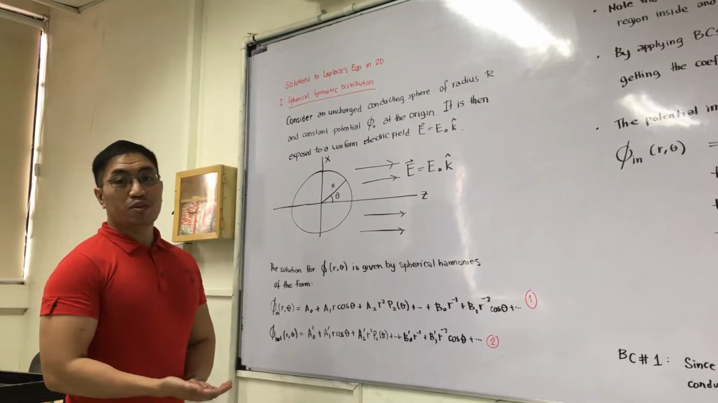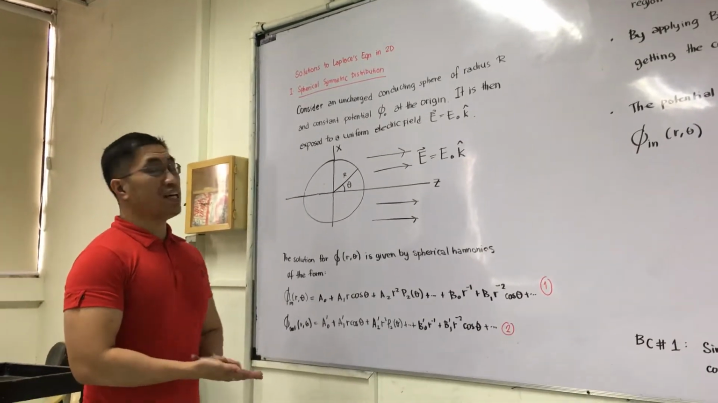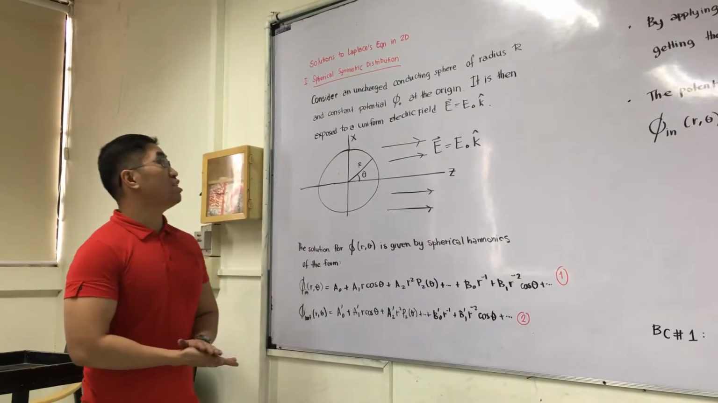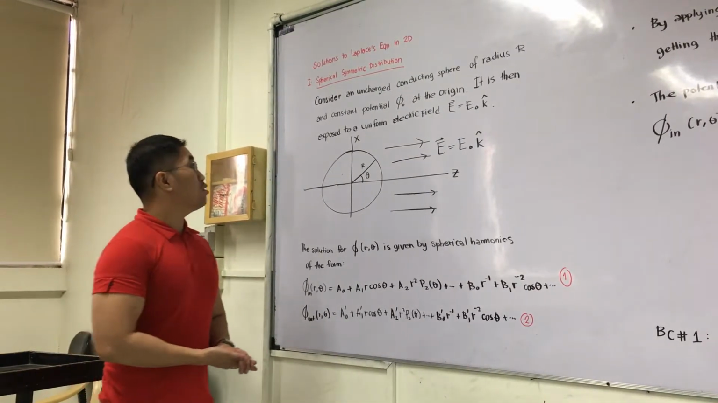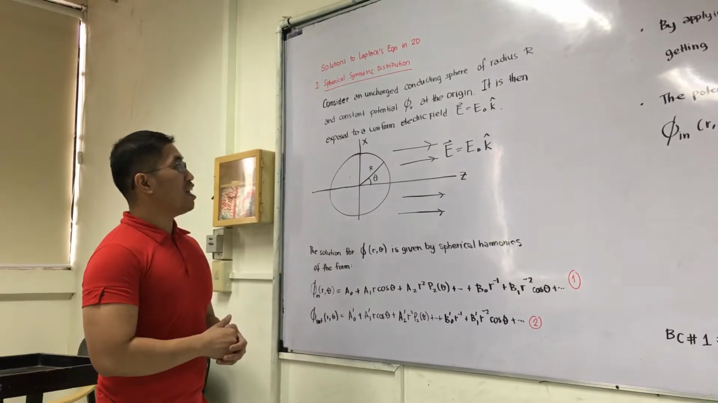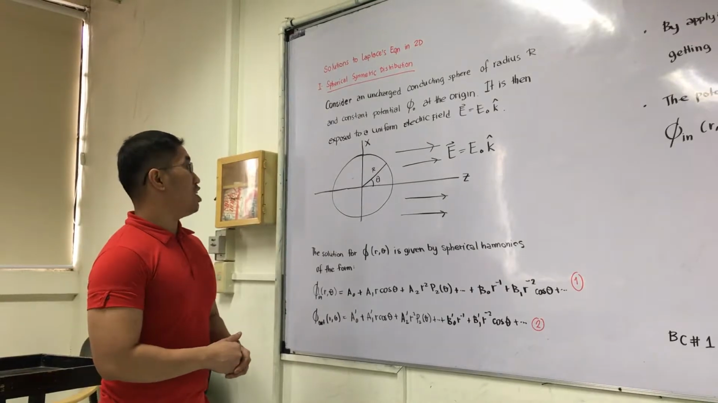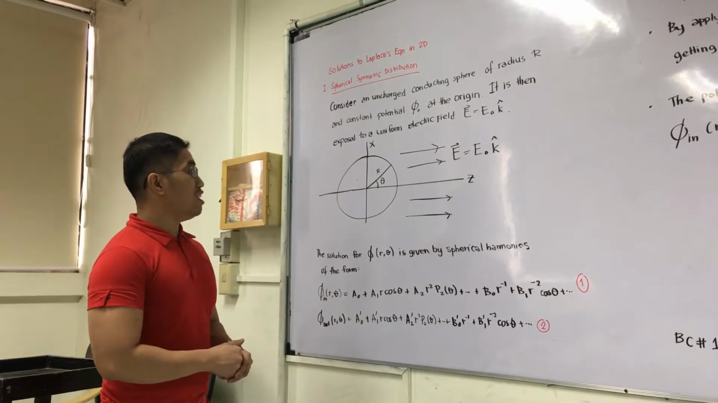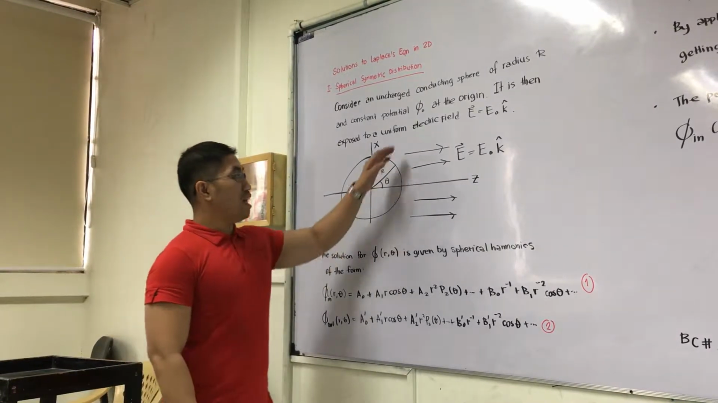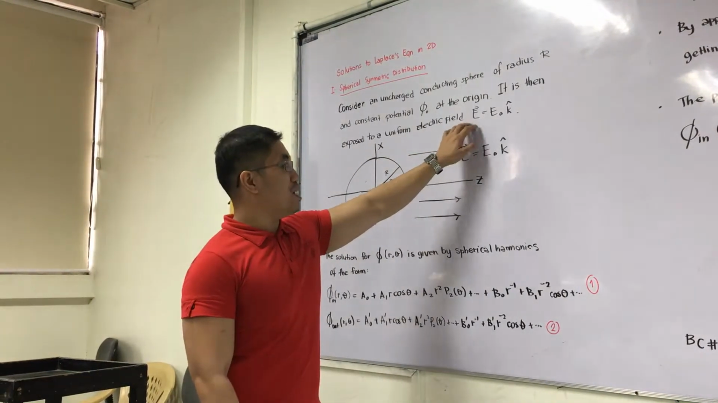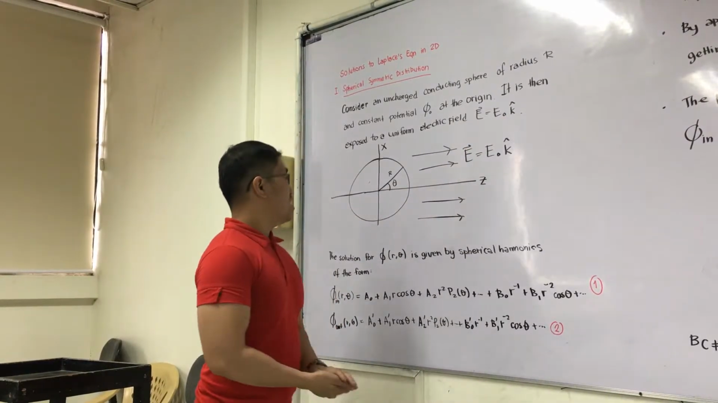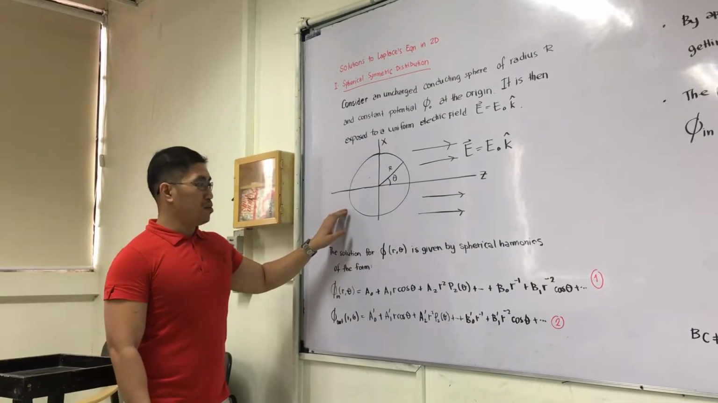Everyone, so today we will continue our discussion on solutions to the Laplace equation in two dimensions, and we'll still be talking about spherically symmetric distributions. Now, for this one, we will consider an exercise in which we have an uncharged conducting sphere of radius R and constant potential phi 0 that is centered at the origin. It is then exposed to a uniform electric field, given by a constant amplitude E0 along the z-axis. So this is the illustration of our problem.